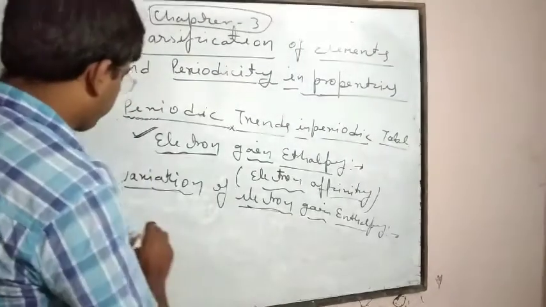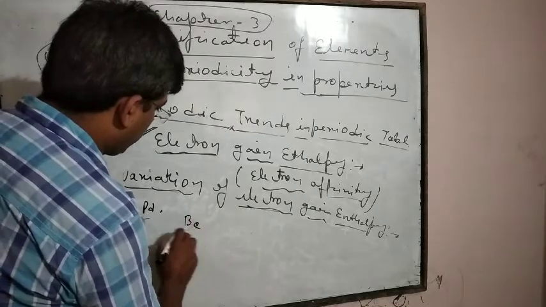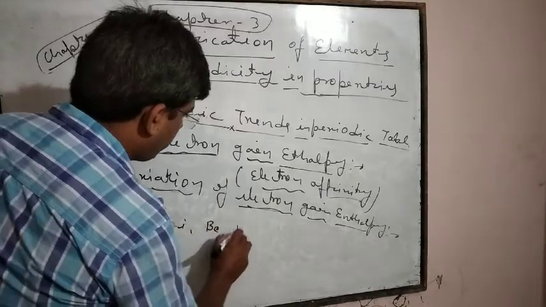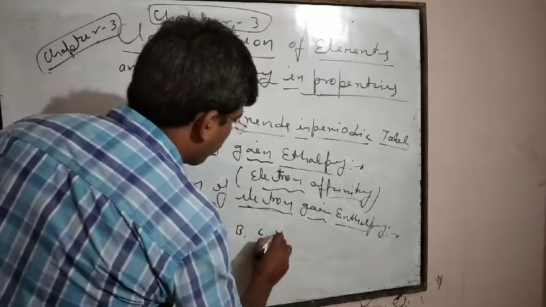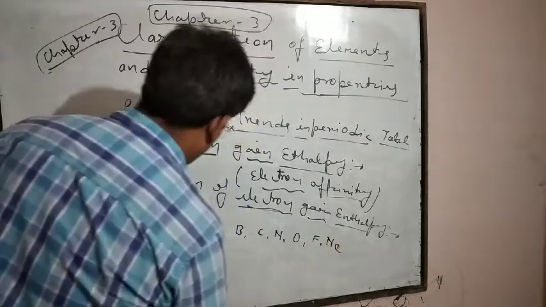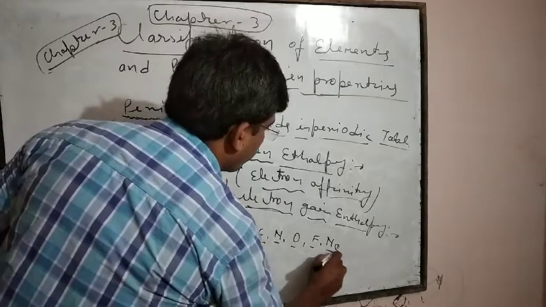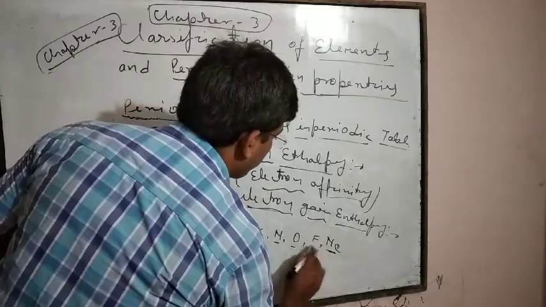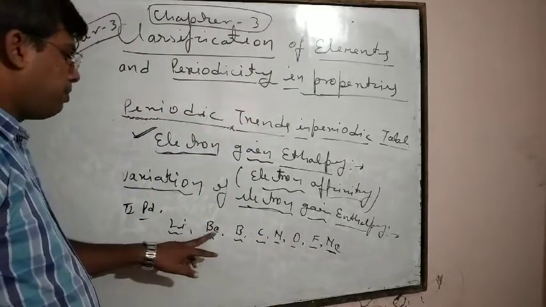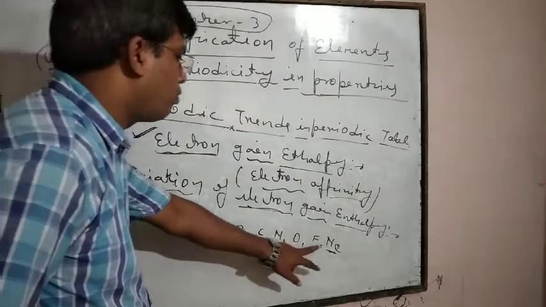For example, if second period elements are taken: lithium, beryllium, boron, carbon, nitrogen, oxygen, fluorine, and neon.